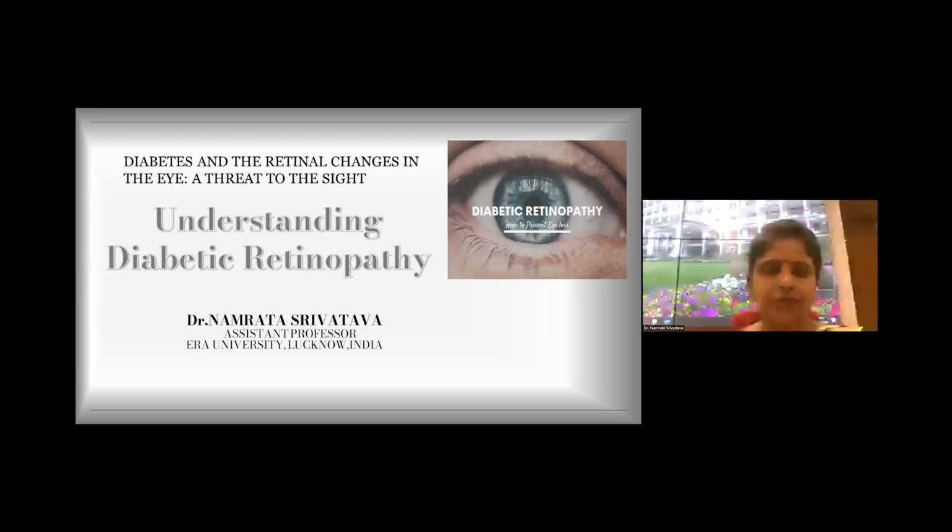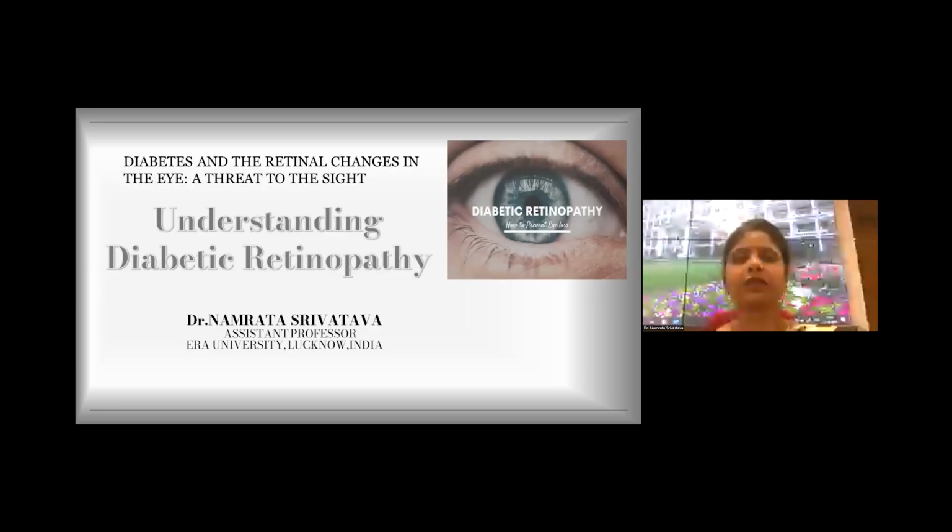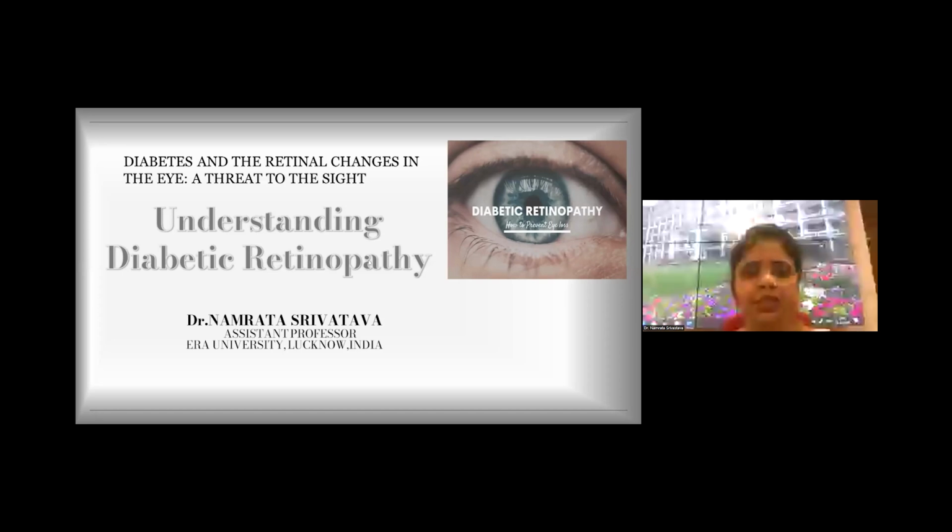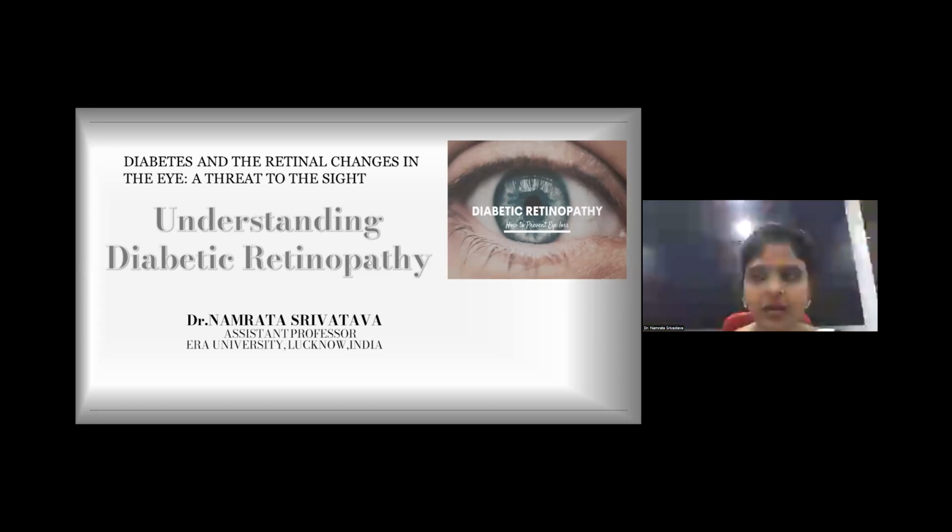This is diabetes and the retinal changes in the eye. So, understanding diabetic retinopathy. In my PPT outline, a little bit of clutches are present. No, the next slide is not.